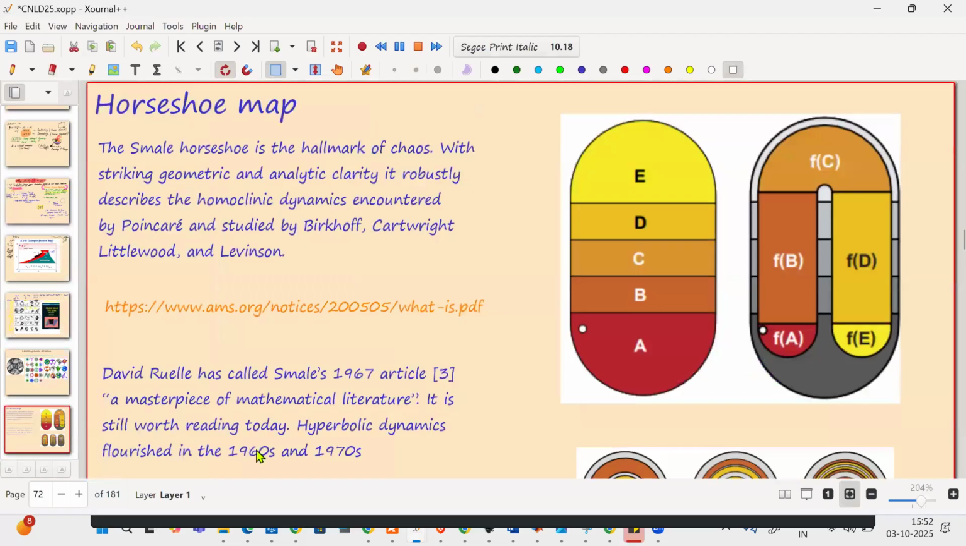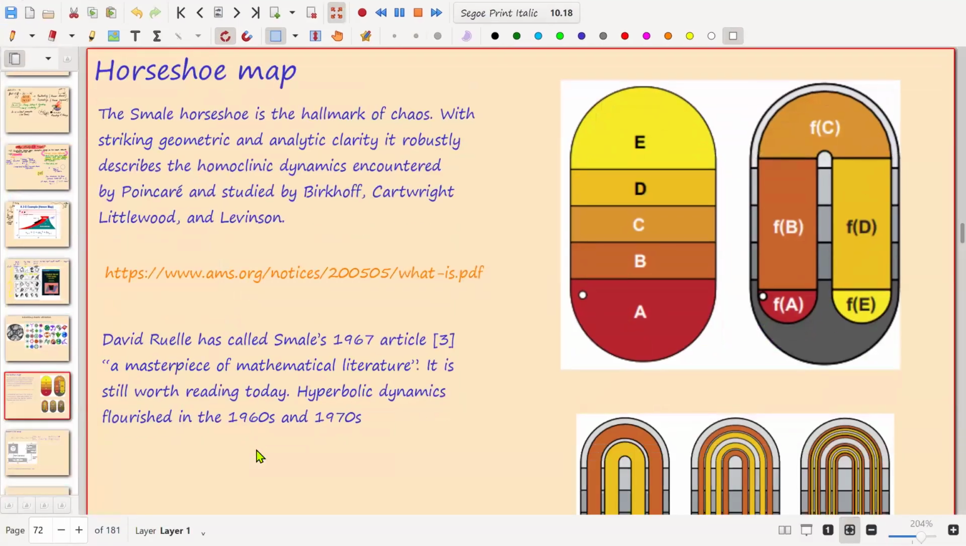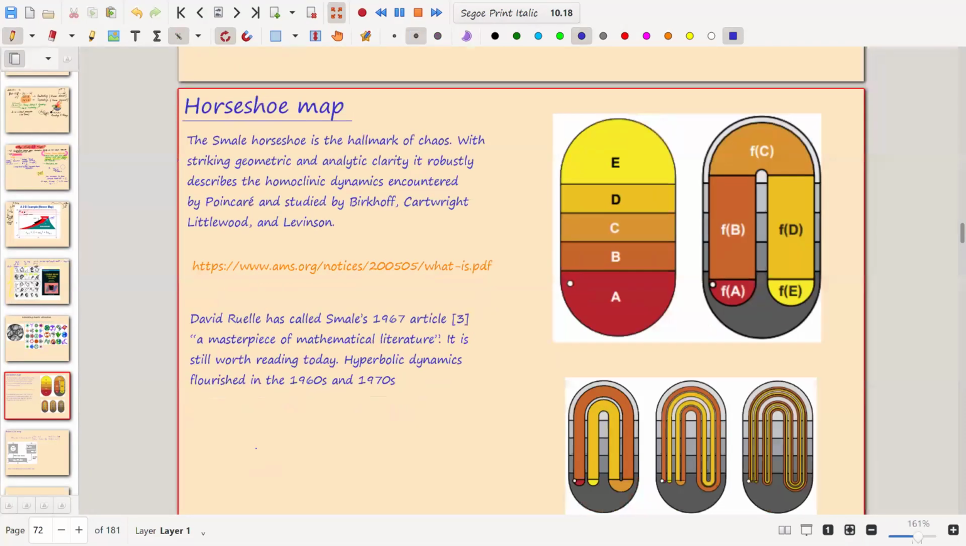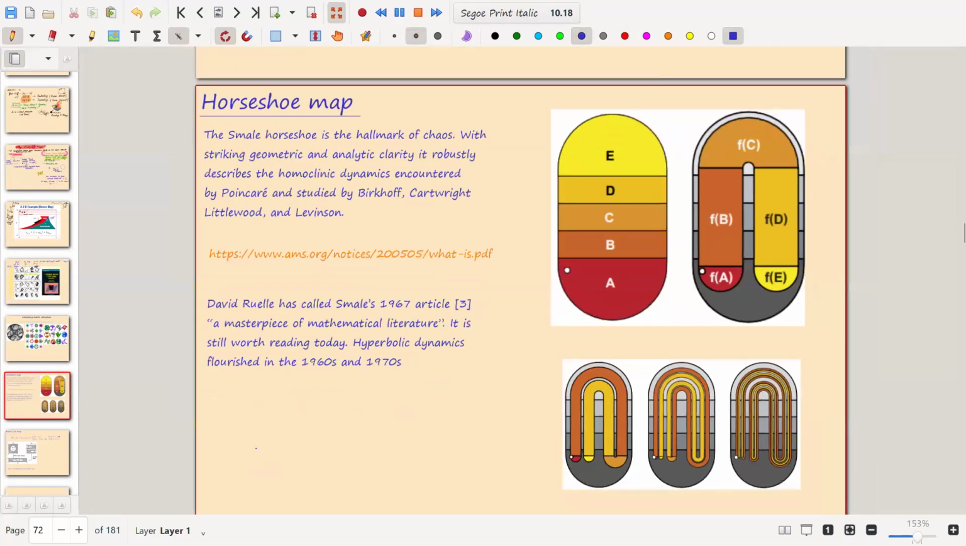Let us go back to the horseshoe map. What are horseshoes? Horseshoe is another interesting property. What is interesting about this is, let us do an experiment. Let us do one experiment.